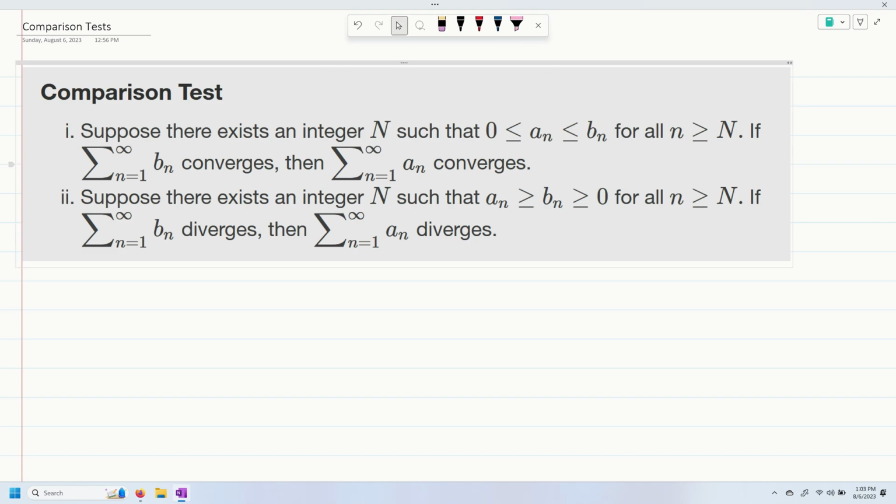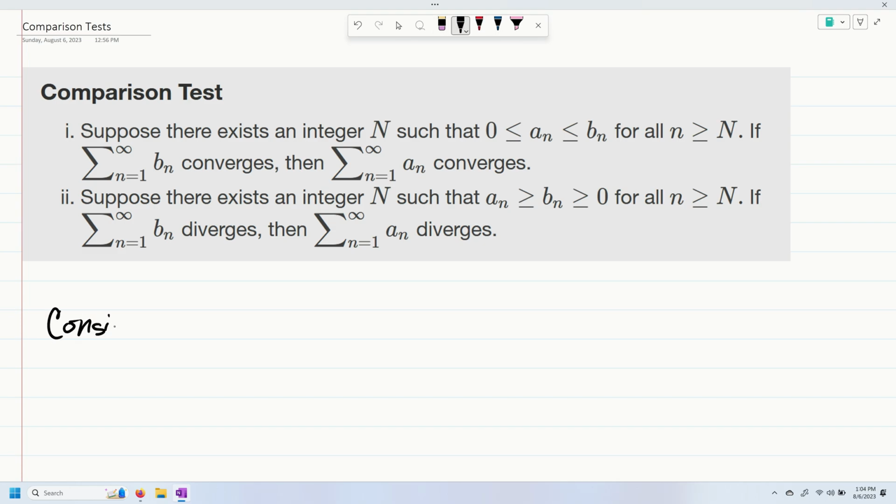Suppose there exists an integer N such that a sub n is in between 0 and b sub n for all n greater than or equal to capital N. If b sub n converges, then a sub n converges as well. Let me show you an example of this, and then we'll come back and do number 2, which deals with diverging.